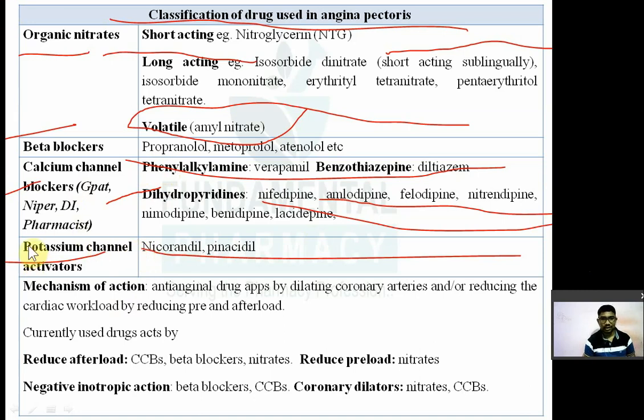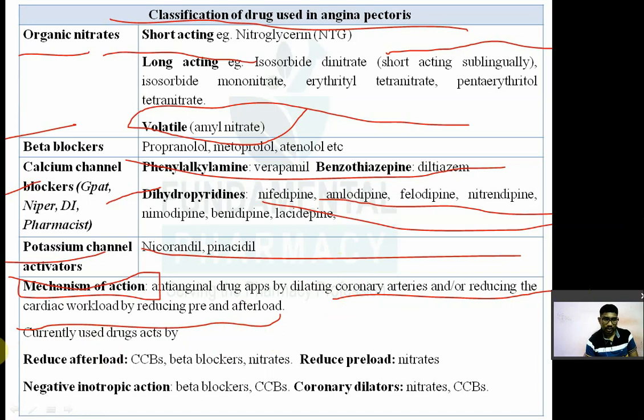Then another class is known as the partial fatty acid oxidase inhibitors. Now the mechanism of action of the nitrates, or of the anti-anginal drugs. Anti-anginal drugs act by dilating the coronary artery. In angina, the coronary artery gets occluded and its lumen narrows, and that's why the blood supply decreases. The aim is to dilate the coronary artery. So anti-anginal drugs act by dilating the coronary artery or by reducing the cardiac workload, and that is done by reducing the preload and afterload.